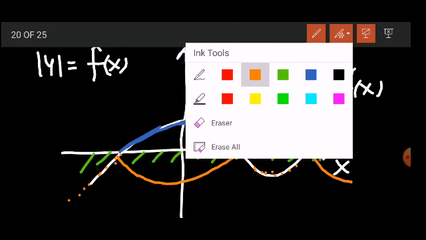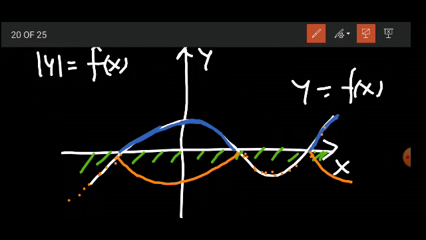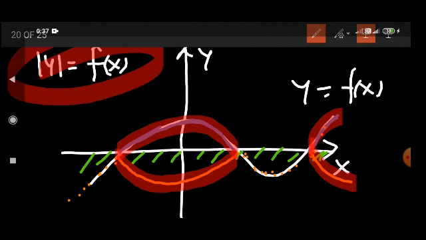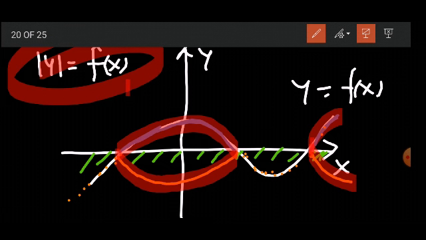So finally the required graph is this portion, which I am highlighting in red color. This is the mirror image and the already existing graph. This part we have to include, and then we have to include the mirror image of this part. So this is the graph of |y| = f(x). Okay, fine.